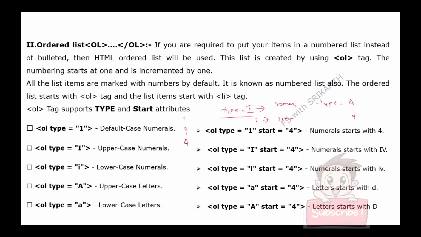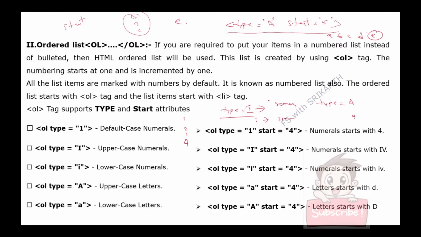But I have one doubt, sir. Everything is good, Srikanth. Suppose you are representing A, B, C, D, right? Is it possible to start from E? Yes, it will be possible. Directly we can start our ordered list from E. How is it possible? An ordered list has one more attribute, that is the start attribute. Just observe, type equal, suppose you take 1, otherwise capital A, and start you take 5. It starts from the fifth letter, A, B, C, D, E. It starts from E. This is a way we can represent.